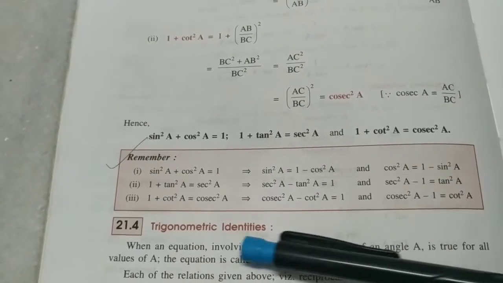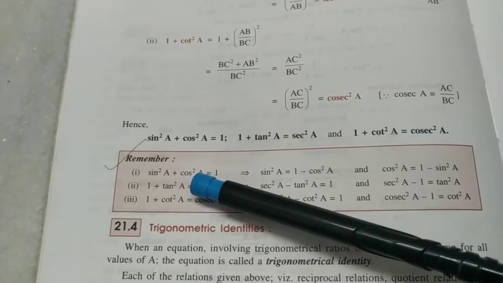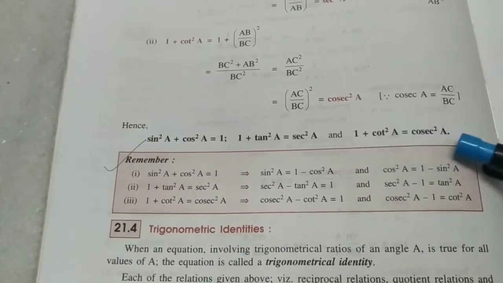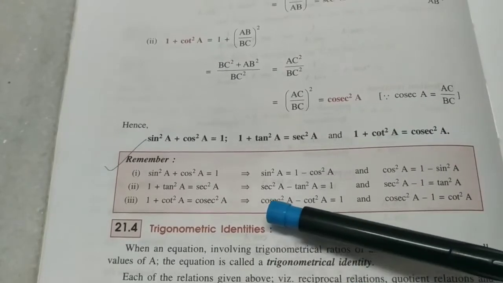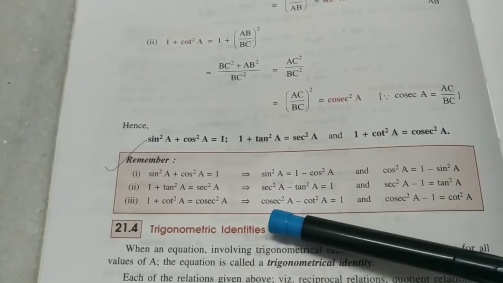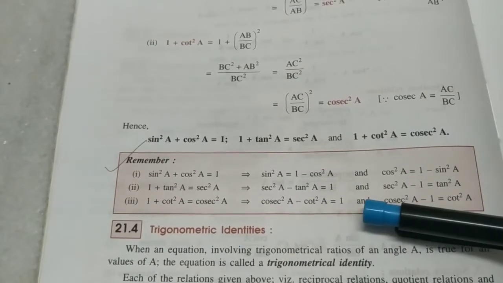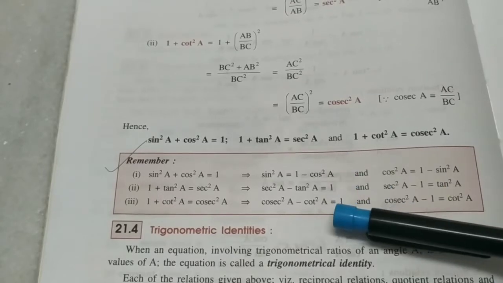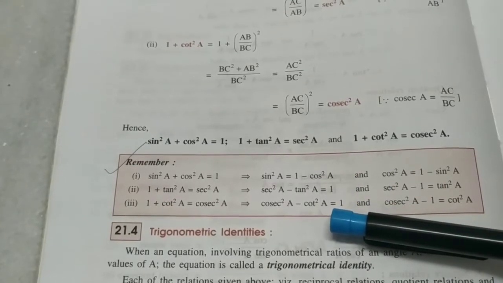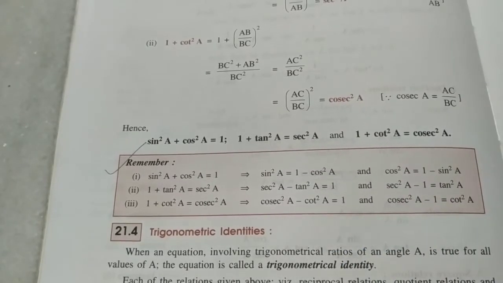Apart from this, we have to learn these three identities. Sine square A plus cos square A is equal to 1. These are the two variations of that. Then sec square A minus tan square A is equal to 1. And cosec square A minus cot square A is equal to 1. And their variations. If you learn these formulae, exercise 21A will become very easy. So pause this video and learn them right now.